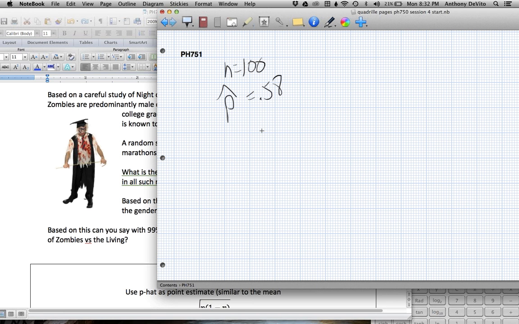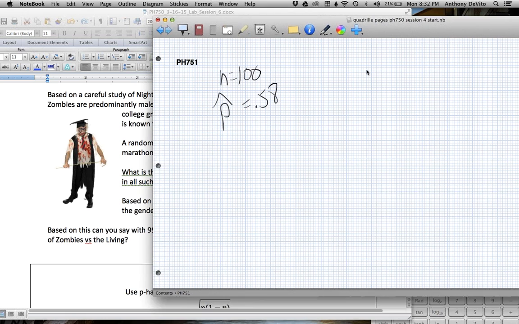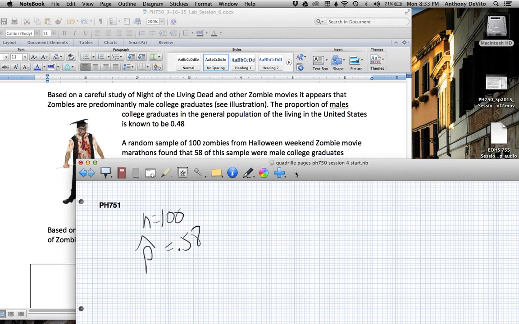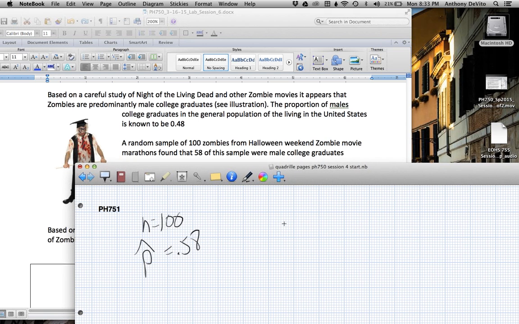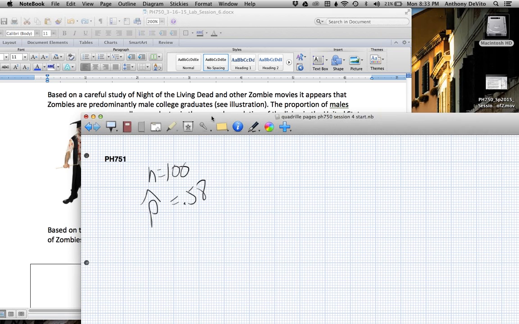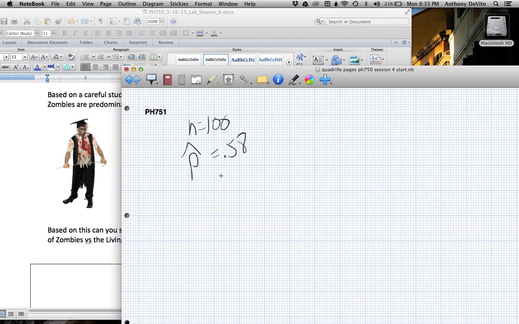Okay, so first thing, I'm sorry. Oh no, 0.48 was the population. I'm sorry, you're right. I thought P cap was 0.58, but you said we don't know the population proportion. No, that's the population of living males. I'm asking you for the confidence interval for the population of zombies. So the proportion of males that are zombies in our sample is 0.58. So P cap is 0.58.